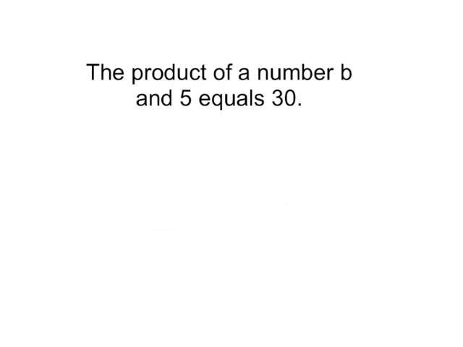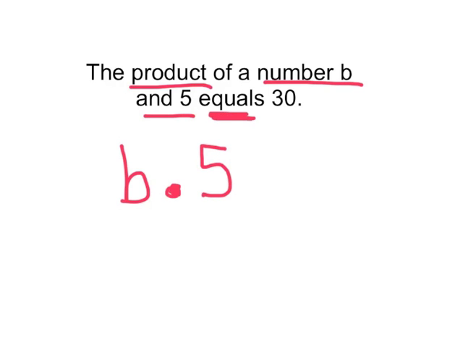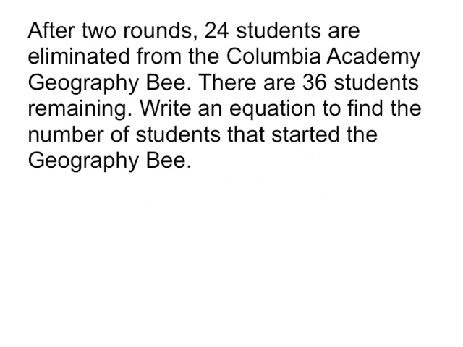The product of a number b and 5 equals 30. So underline the important words. Well, product's an important word. That tells us it's going to be multiplication of a number b and 5. So we're going to multiply a number b and 5, and then the next keyword is equals. Equals 30.